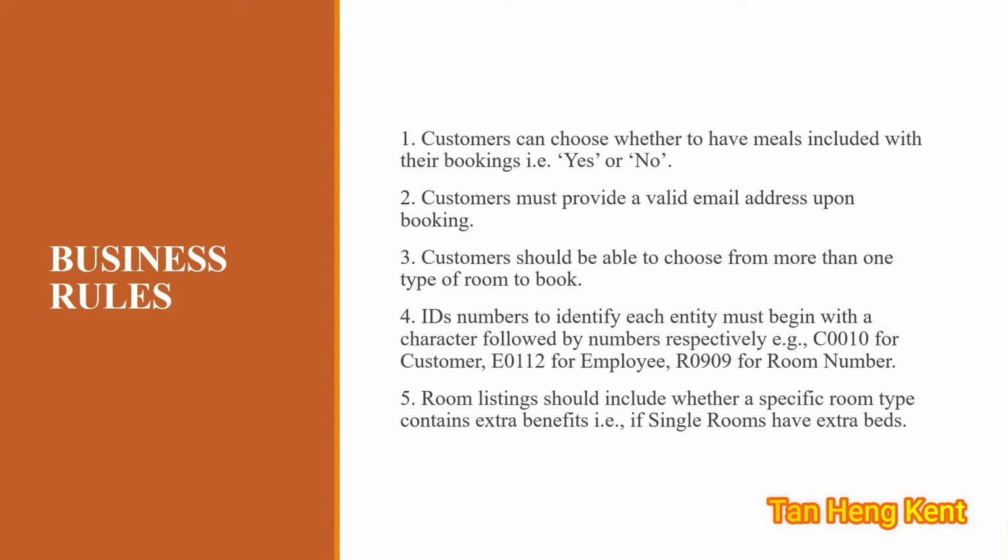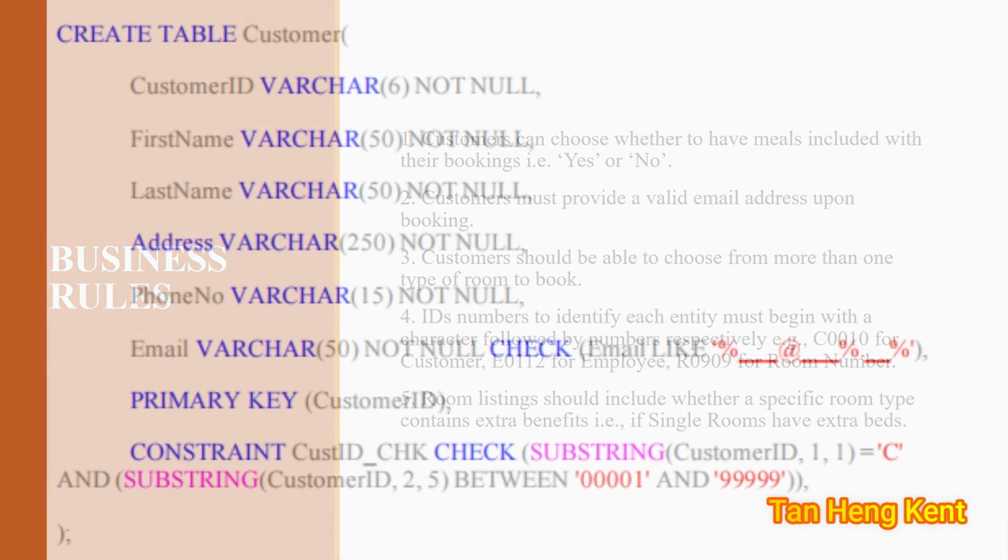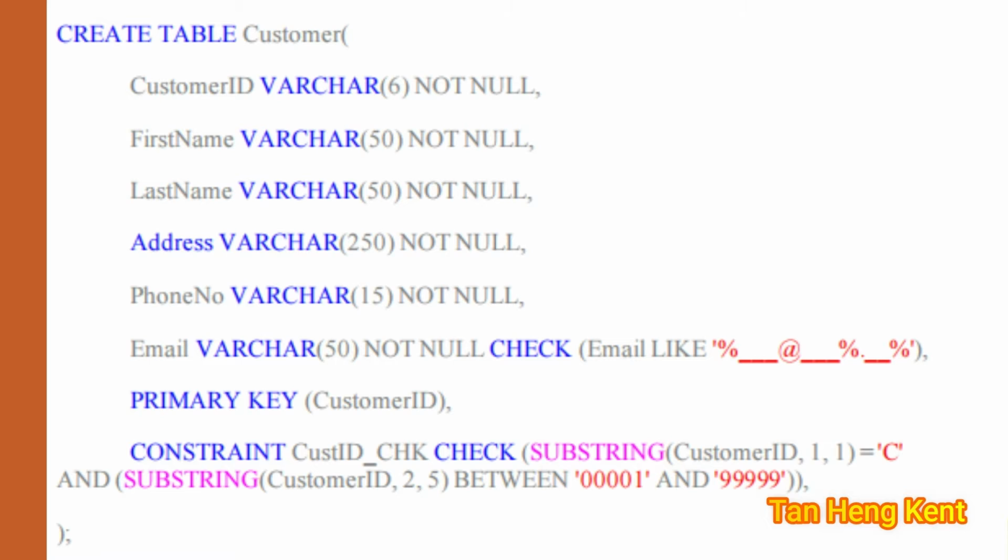Furthermore, ID numbers to identify each entity must begin with a character followed by numbers respectively. For example, C0010 for customer, E0112 for employee, R0909 for room number. This will help us to differentiate the IDs easily from every perspective, whether it's coding, database, or business process. And this has been implemented in the coding as a constraint when we create the table in our database.